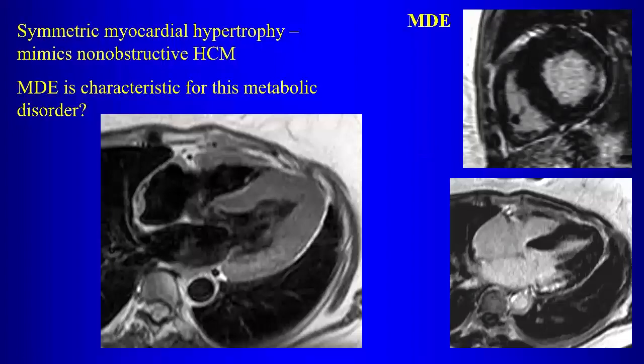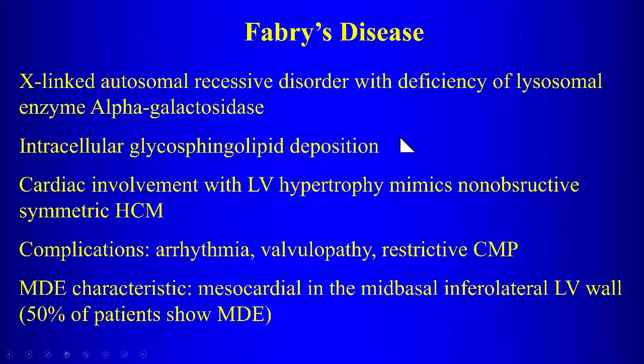Is there a finding there on myocardial delayed enhancement? Well, what is the finding? The myocardial enhancement in the inferior wall. So it's along the lateral wall, actually, and it's near the base of the heart. All right, so that finding can be characteristic for Fabry's disease. So these patients also develop hypertrophy of the left ventricle. This is an autosomal recessive disorder, and it's caused by deficiency of this enzyme, and that results in intracellular glycosphingolipid deposition. And that results in the left ventricular hypertrophy, which can mimic non-obstructive symmetric hypertrophic cardiomyopathy.